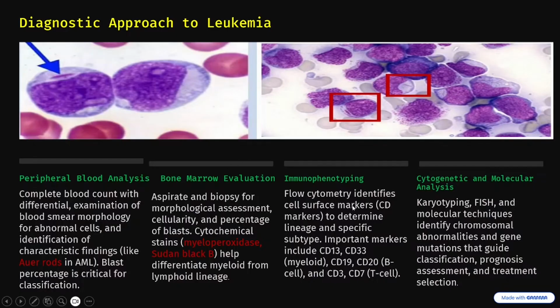Next, immunophenotyping. Flow cytometry identifies cell surface markers to determine lineage and specific subtype. Important markers include CD13, CD33 for myeloid, CD19 and CD20 for B cell, and CD3 and CD7 for T cell. Cytogenetic and molecular analysis. It is very important for prognosis assessment and treatment selection. Karyotyping, FISH and molecular techniques identify chromosomal abnormalities and gene mutations that guide classification, prognosis assessment and treatment of leukemia.